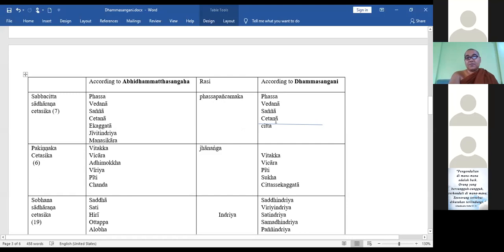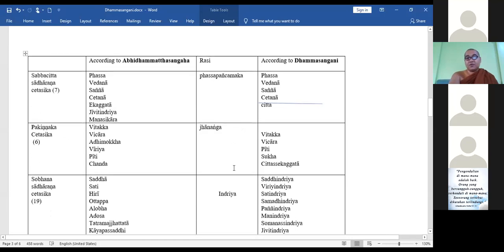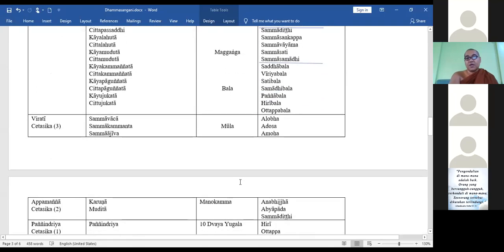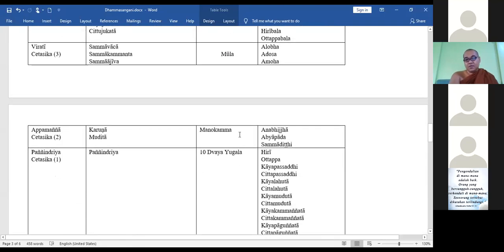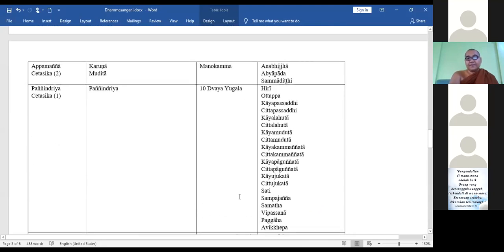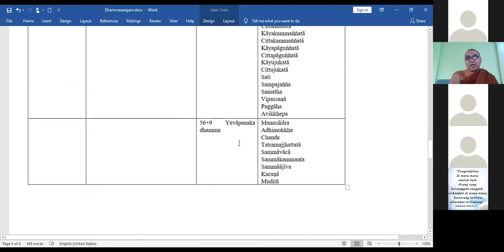So Phasa Panchamaka is one group, Jhana one group, Indriya one group, Magga one group, and also Bala, Mula, or Monogama, or Kamabata. So here also, 10 Yugalas are there. Okay, 10 Yugalas are there. And then the other is what? Yevapanaka Dhamma.